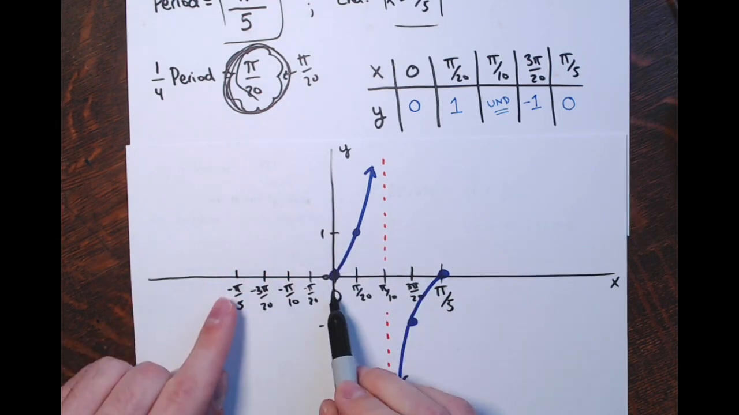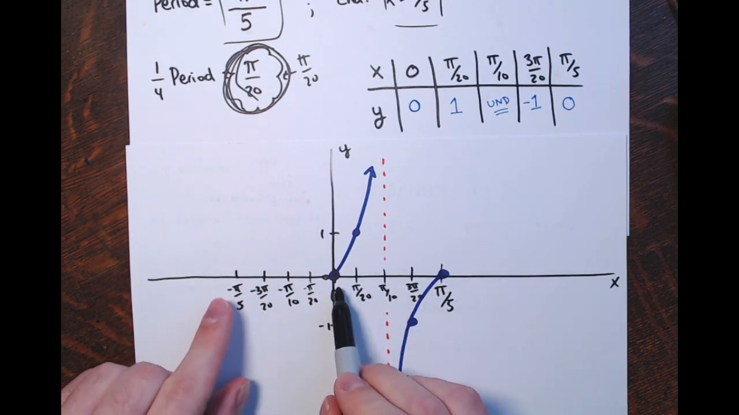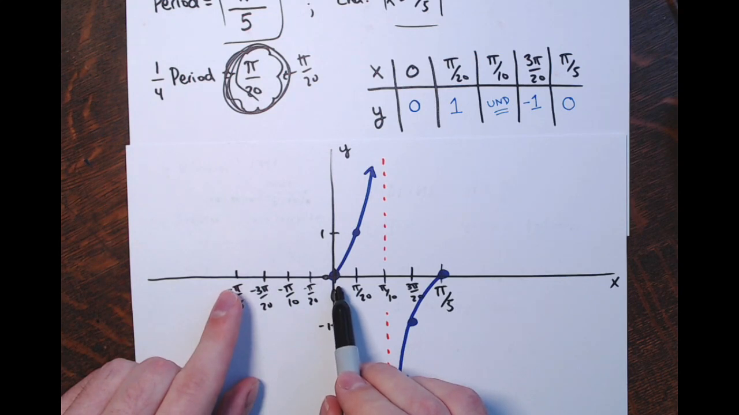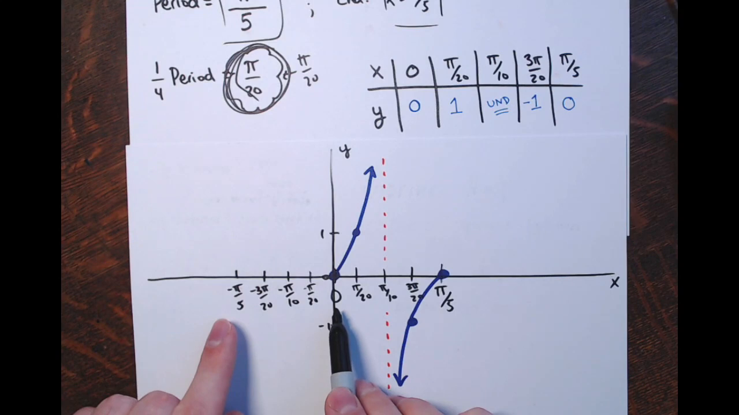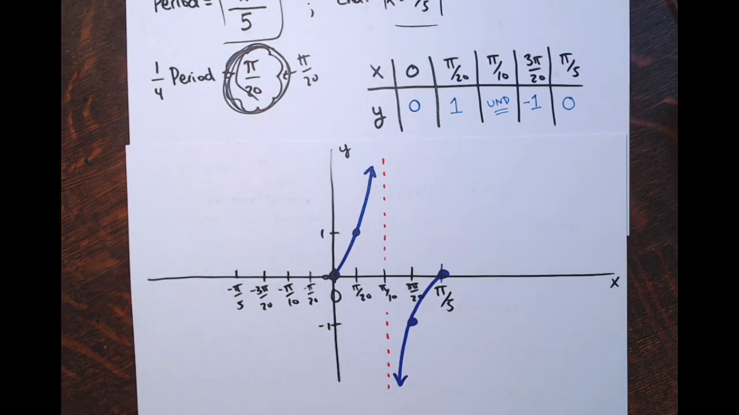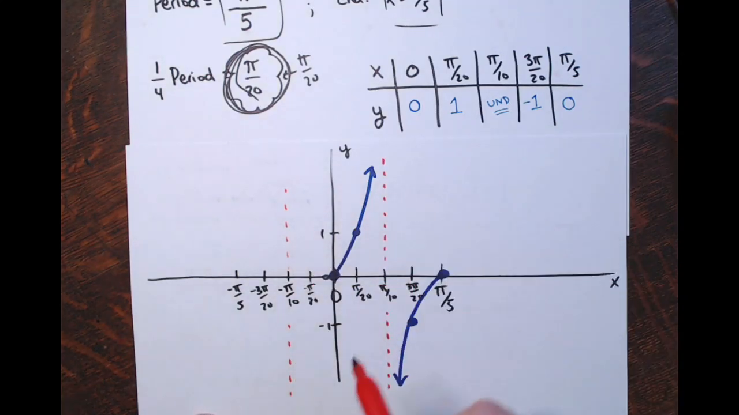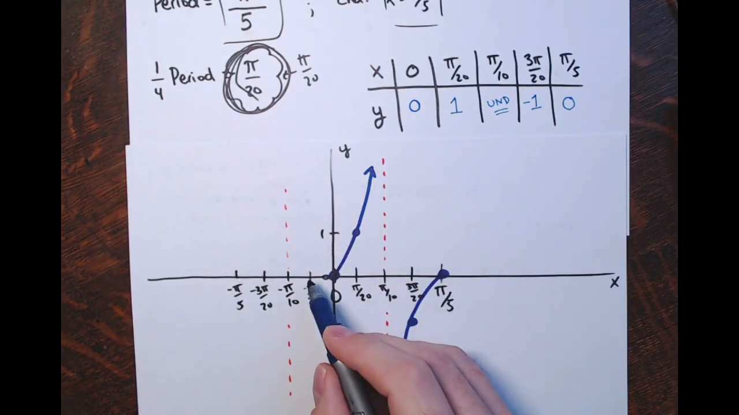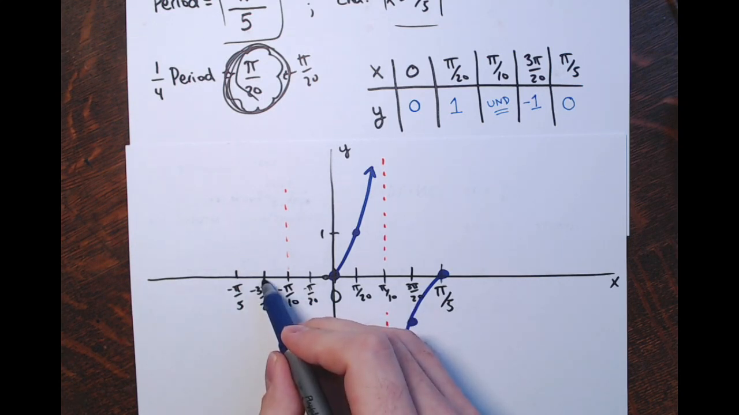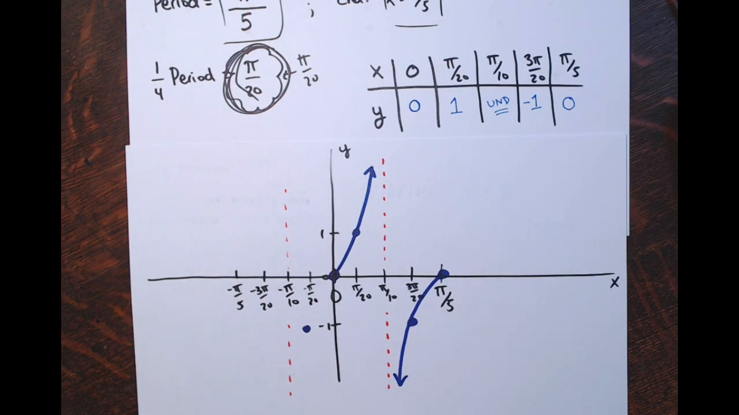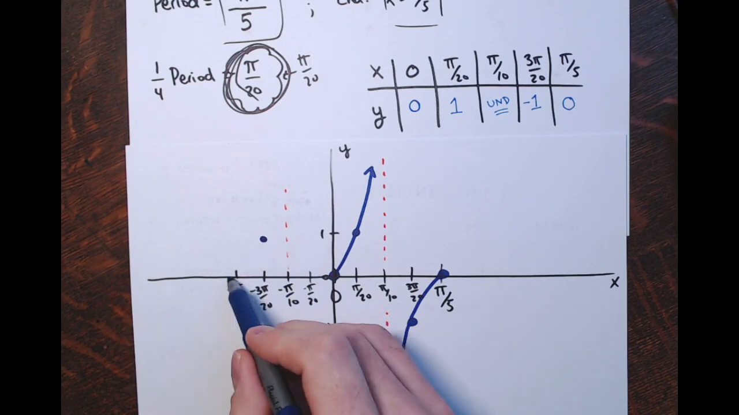Here's another period, right? 0 to pi over 5, that's pi over 5, the period. 0 to negative pi over 5 is another pi over 5. So I should get the same exact picture from 0 to pi over 5 as I will from 0 to negative pi over 5. If I get the same exact picture, that means there'll be an asymptote at negative pi over 10. The output at negative pi over 20 will be negative 1, because that's pi over 5 away. The output at 3 pi over 20 will be positive 1. And the output at negative pi over 5 would be 0.